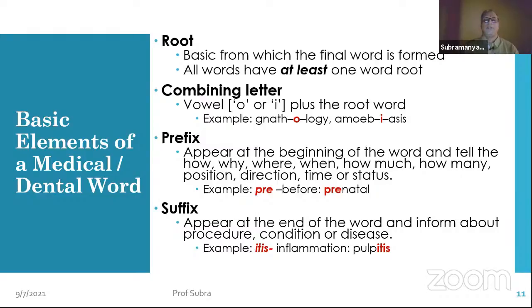The end of the word, they are responsible for telling about a condition or a disease or a procedure. Like for example, itis at the end of the word would mean inflammation. For example, pulpitis. Similarly, a word like pre in front of another word, for example, pre means before. Like example is prenatal, before birth.